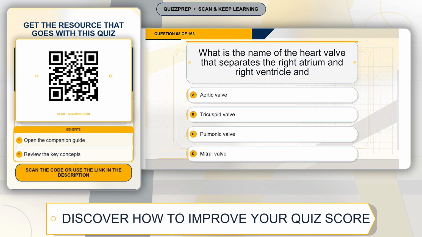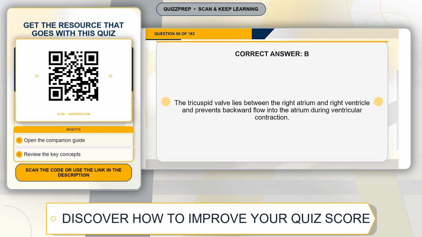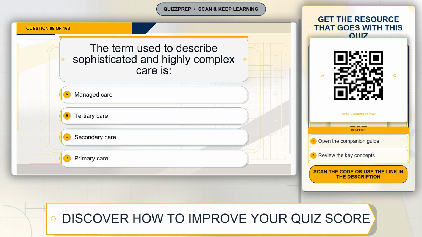Question 8. What is the name of the heart valve that separates the right atrium and right ventricle? Option A, aortic valve. Option B, tricuspid valve. Option C, pulmonic valve. Option D, mitral valve. The correct answer is option B, tricuspid valve. Explanation. The tricuspid valve lies between the right atrium and right ventricle and prevents backward flow into the atrium during ventricular contraction.